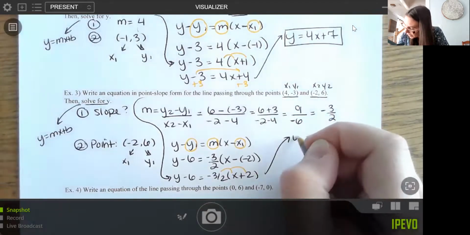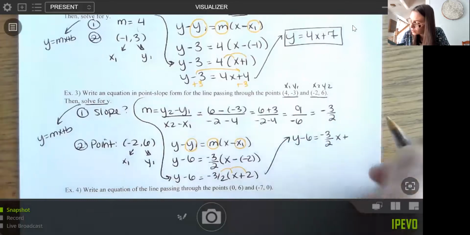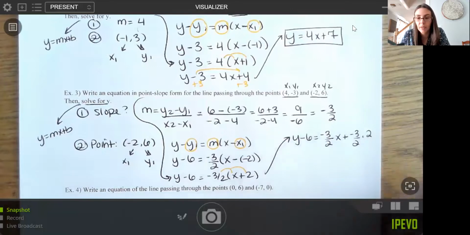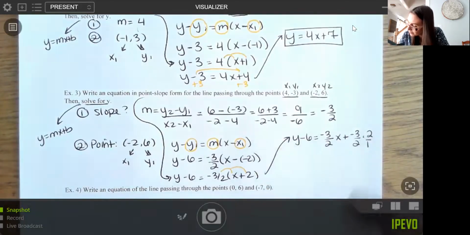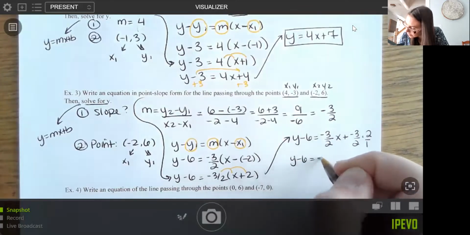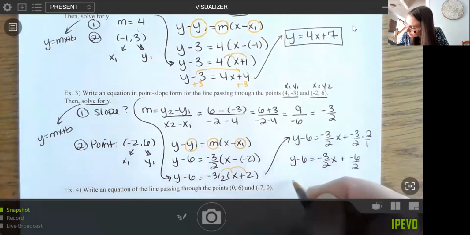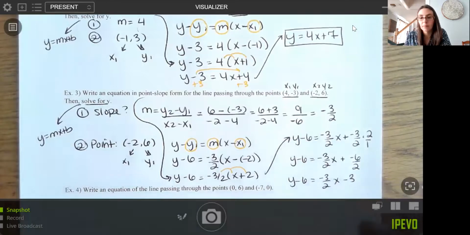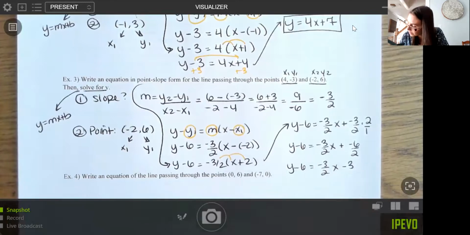So I have y minus 6 equals -3/2 x plus, now if you can do this in your head, that's fine. But if you can't, just write it out, -3/2 times 2. Now 2 is the same thing as 2 over 1, right? When we multiply our fractions, we're multiplying straight across here. So I end up with -6 over 2, which is -3. Now my last step is I'm going to bring the 6 to the other side. I'm going to go ahead and add it.